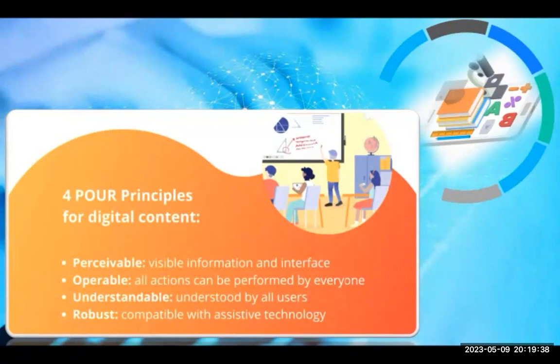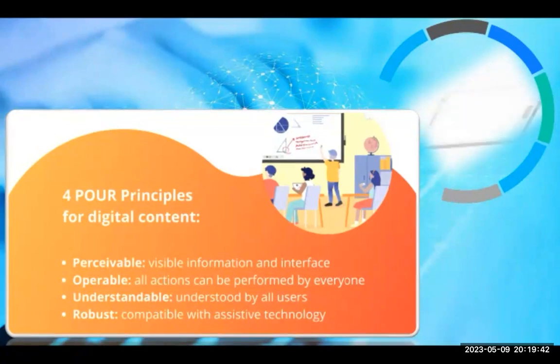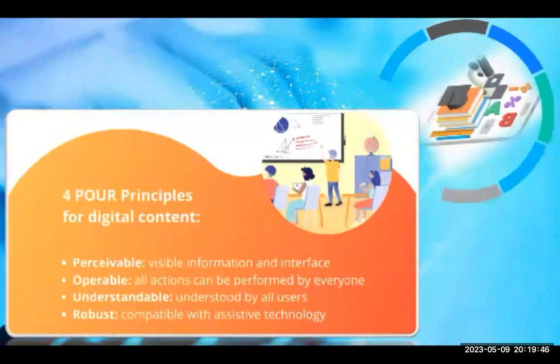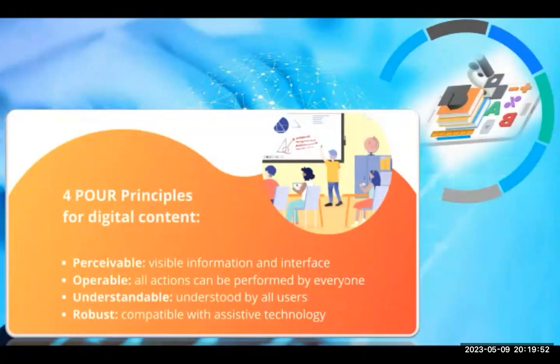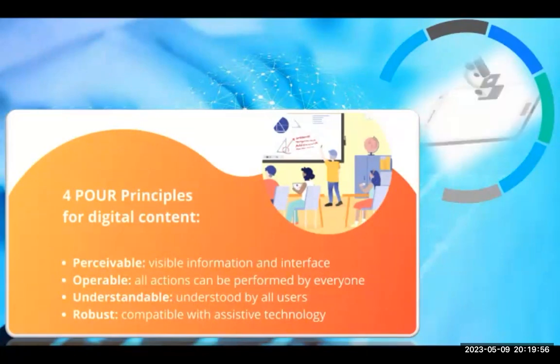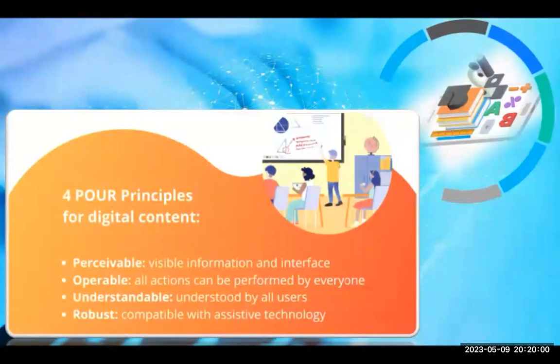Next one is operable. The content should not require actions that cannot be performed by users with impairment. There should be operable content, since sometimes consumers with impairment may not be able to perform certain actions. So you need to be very careful with operability.